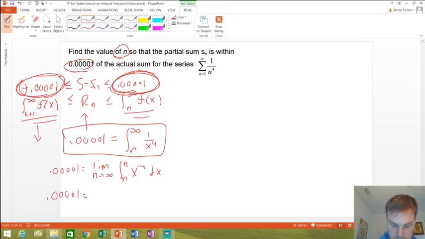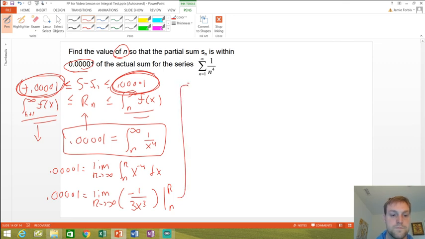And the integration of that is what? Negative 1 over 3x cubed, right? So that's going to be the limit as r approaches infinity of negative 1 over 3x cubed. And we are going to evaluate that from n to r. So I'm going to plug r in, I'm going to plug n in, and go through the whole motions again.